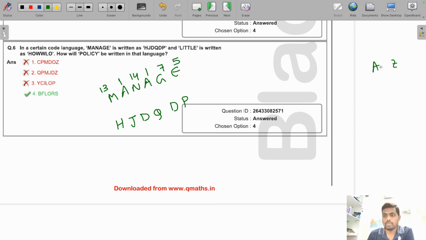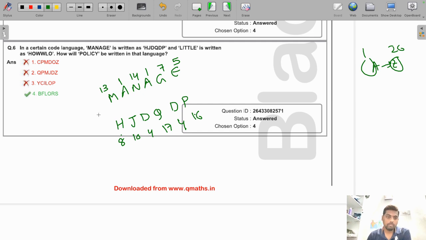From A to Z, you should have that number pattern, guys. For A, it will be 1. For Z, it will be 26. That is mandatory. So for H, it will be 8. For J, it will be 10. For D, it will be 4. For Q, it will be 17. For D, it will be 4. For P, it will be 16.